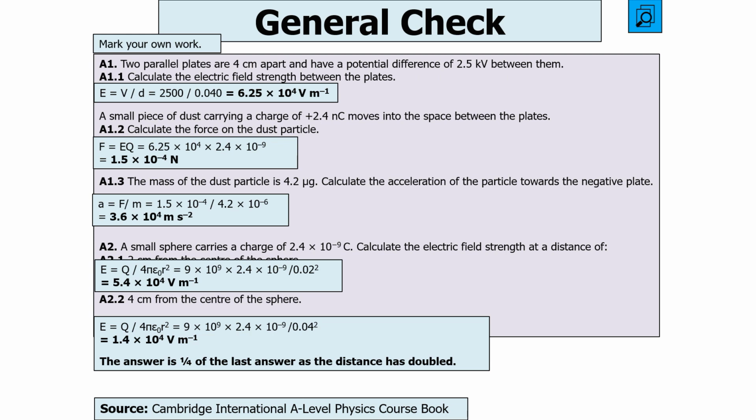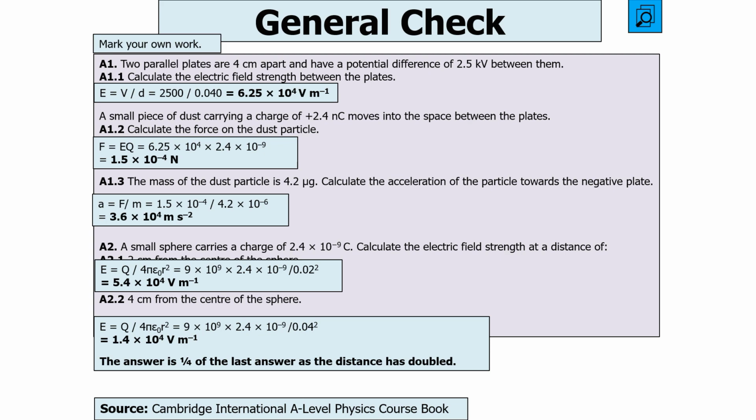Now in this next one, you can work it through by either doing E equals Q over 4 pi epsilon 0 r squared, or you could say the relationship is E is directly proportional to 1 over r squared. So if r is doubled from 2 to 4, then E is going to quarter because it's proportional to 1 over r squared. So you quarter the previous value and it's 1.4 times 10 to the 4 volts per meter.